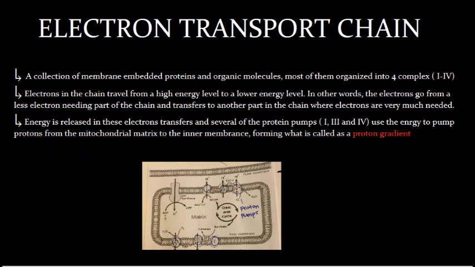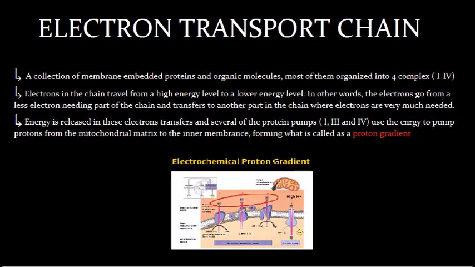The electron transport chain can be described as a collection of membrane-embedded proteins and organic molecules organized into 4 parts, 1 through 4. As electrons travel through the chain, they go from a higher energy level to a lower energy level. Energy is released in these electron transfers, and several of the protein parts use the energy to pump protons from the matrix to the inner membrane, forming a proton gradient. All of the electrons that enter the transport chain come from NADH and FADH2 molecules produced in the previous stages of cellular respiration, which are glycolysis, pyruvate oxidation, and the Krebs cycle.